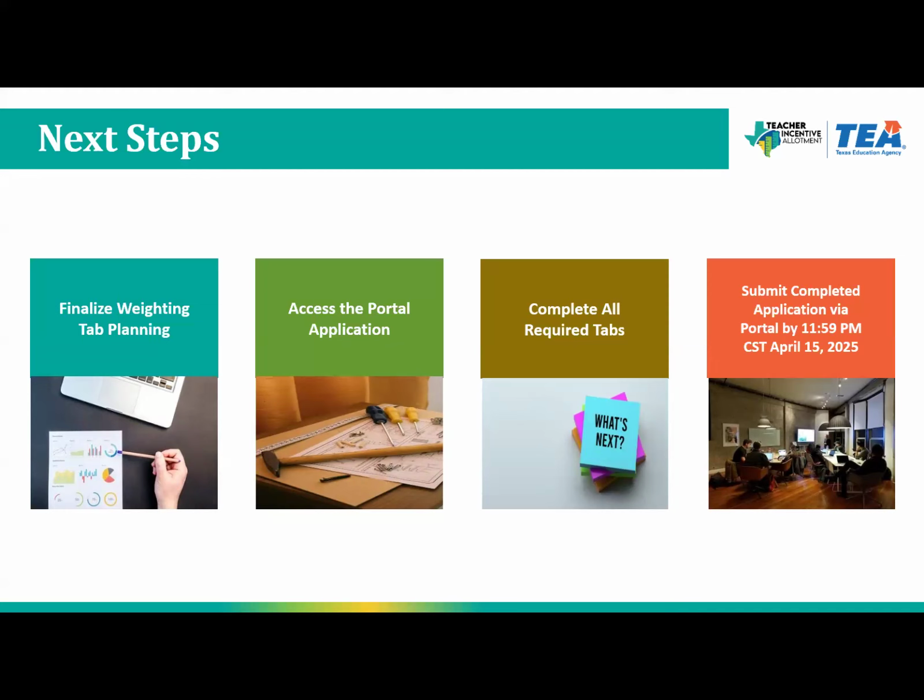Also important as a next step is to access the portal application. I mentioned that will go live tomorrow. You will get an email from TTU to the contact we have on record for you. If you don't know who that is, we need to change it. You can email TTU like I mentioned earlier. So accessing the portal is the next big step. Then, as we mentioned, complete all the required tabs. Not every district has to complete every tab, just the ones that you unlock by telling us what you want to do. So make sure you complete the required ones.